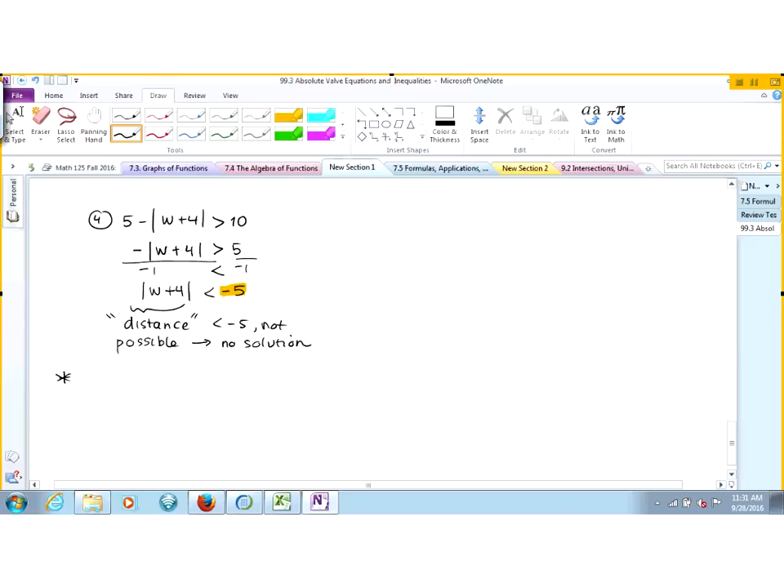Okay. Now, what about if I write down instead of w plus 4, well, let me change into a different one. What about if I have absolute value of x minus 2 is greater than a negative number, negative 5?